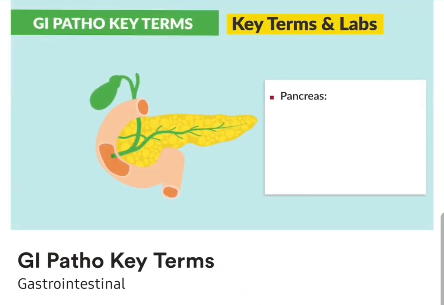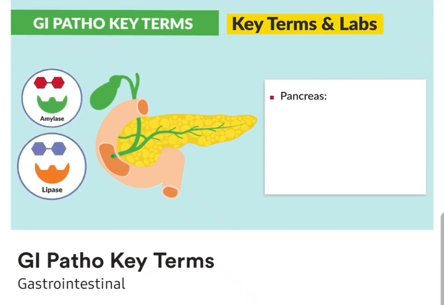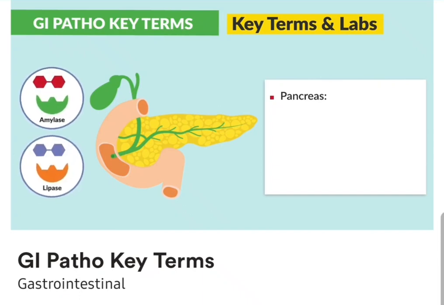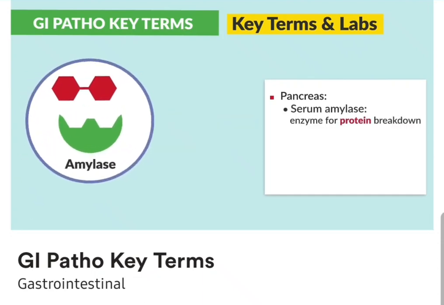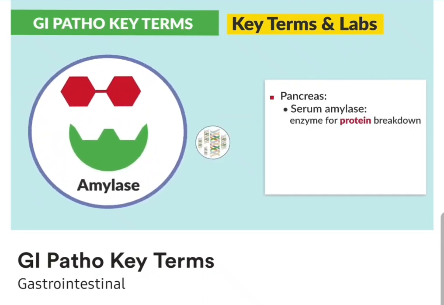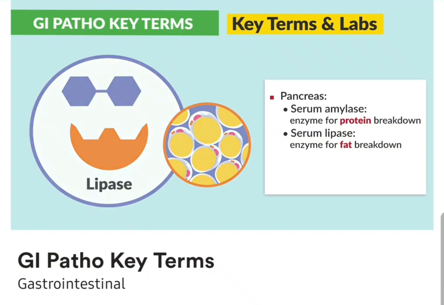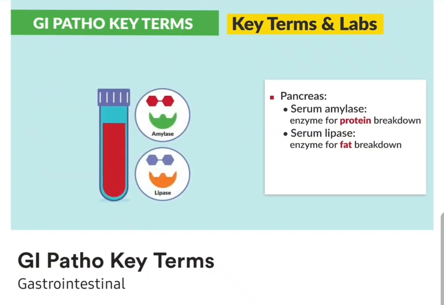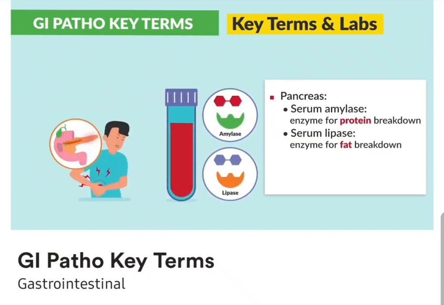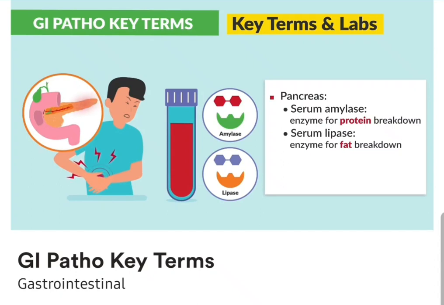Now, moving on to the pancreas. This releases certain enzymes to break down food so that the GI tract can absorb the nutrients. So the main enzymes to know for exams is serum amylase. This is an enzyme for protein breakdown. And serum lipase. This is an enzyme for fat breakdown. So just think amylase and lipase tests are used to detect pancreatitis. The test measures the amount of enzymes circulating in the bloodstream.